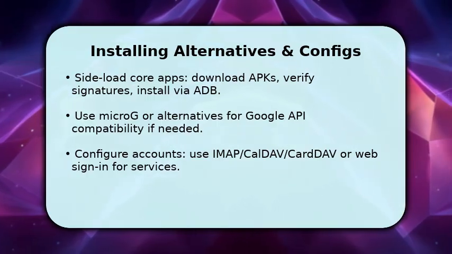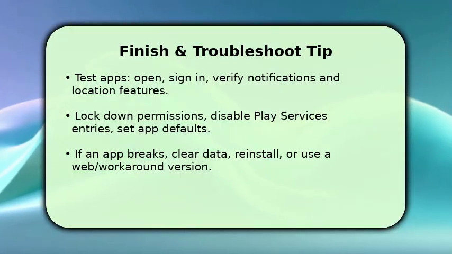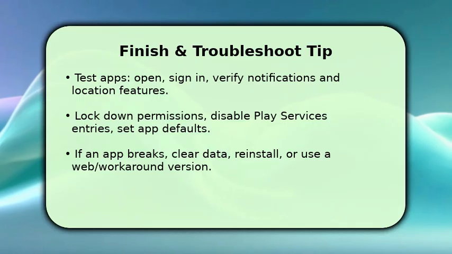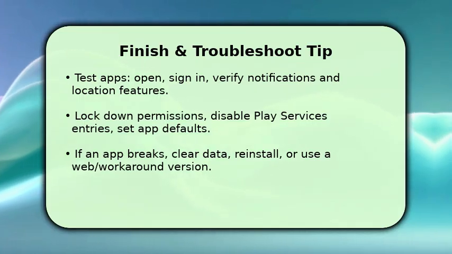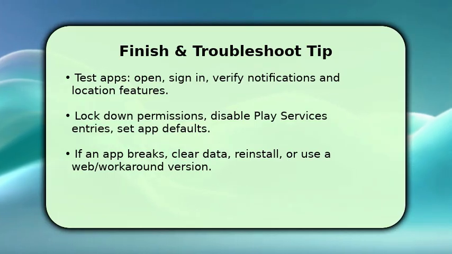Finally, test each app. Sign in, check notifications, and verify location or push behavior. Adjust settings until they work. Once satisfied, lock down permissions and disable leftover Play services components or uninstall them if safe. Set app defaults and install updates from your chosen APK source.